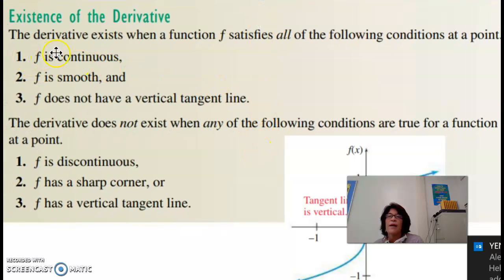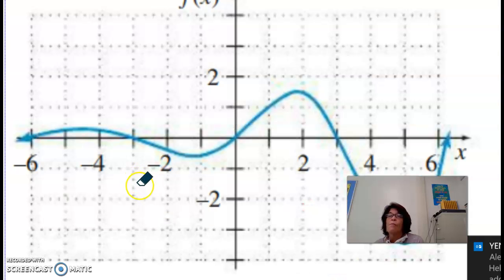So a derivative exists if I have a continuous smooth curve. I can't have any sharp corners. I can't have any discontinuities like asymptotes or holes, okay? I also can't have a vertical tangent. This is getting so steep right here that a line that's tangent to it is vertical, which means it has an undefined slope, which means it has an undefined derivative there, okay? So the derivative does not exist if it's discontinuous, has a sharp corner, or has a vertical tangent, okay?